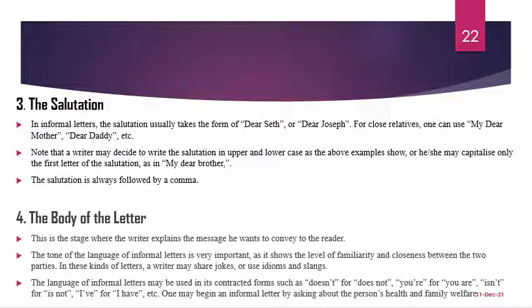4. The body of the letter. This is the stage where the writer explains the message he wants to convey to the reader. The tone of the language of informal letters is very important, as it shows the level of familiarity and closeness between the two parties. In these kinds of letters, a writer may share jokes or use idioms and slang.